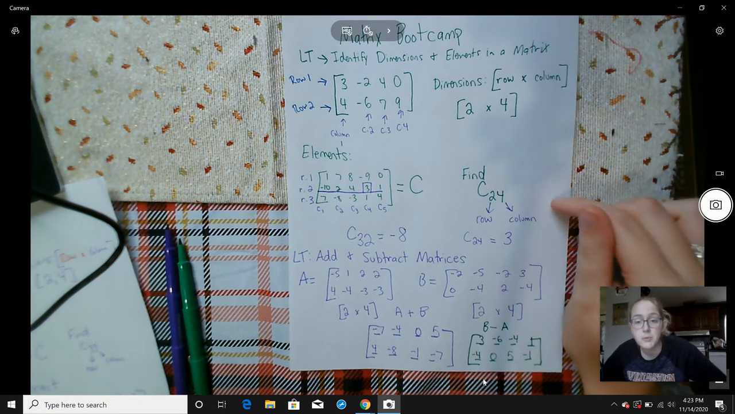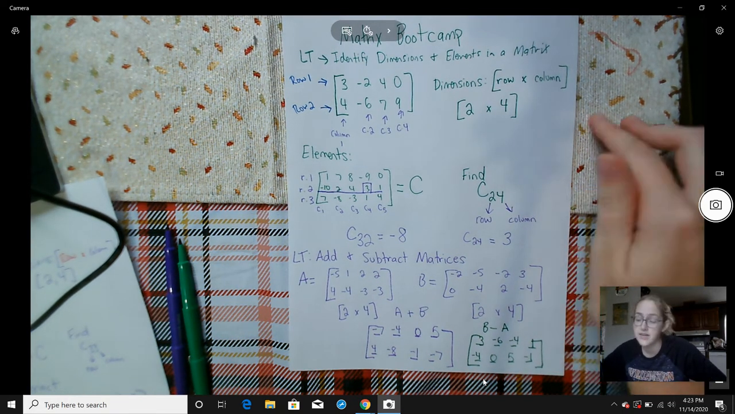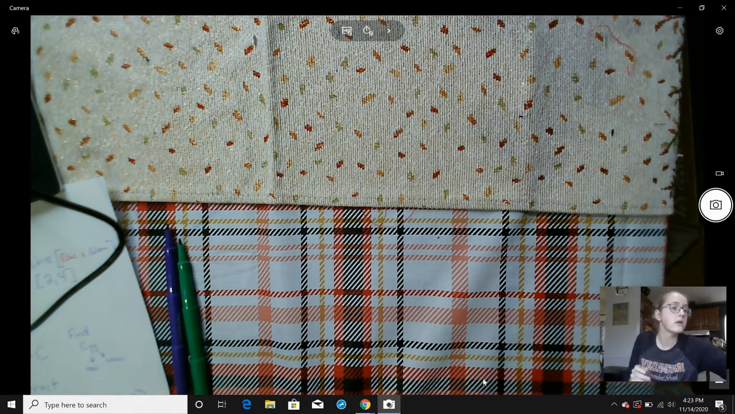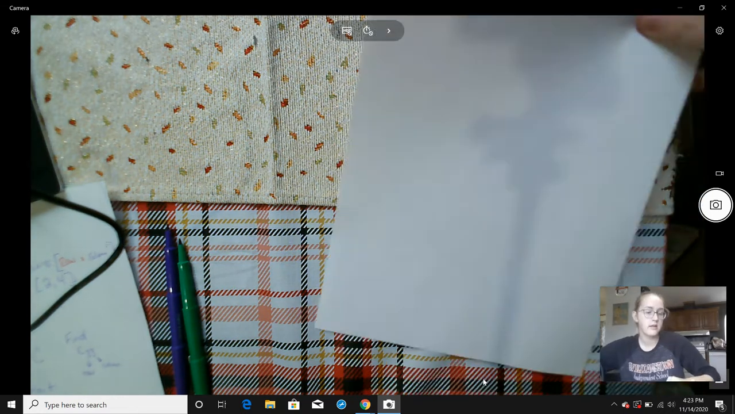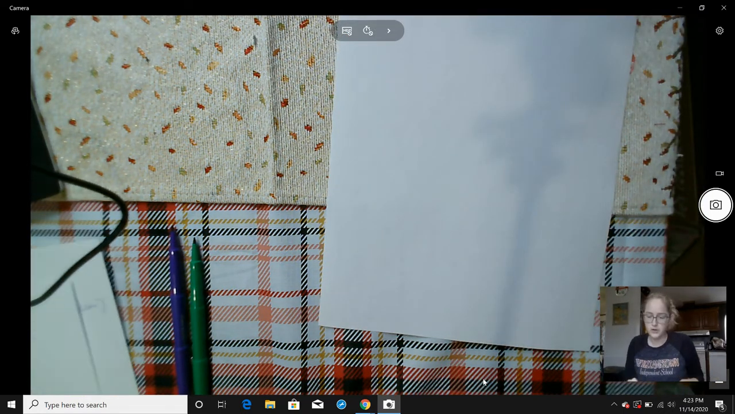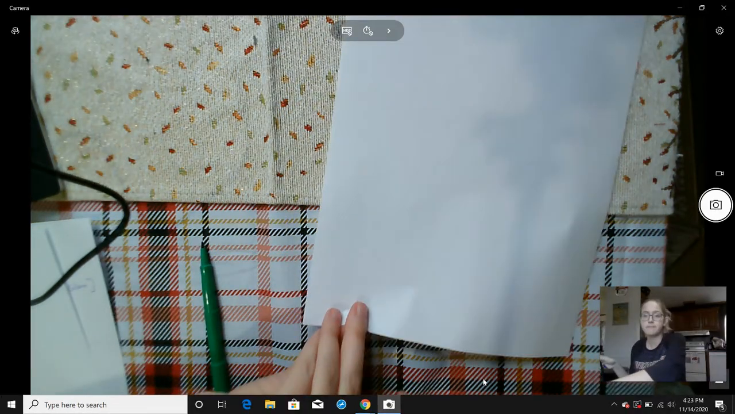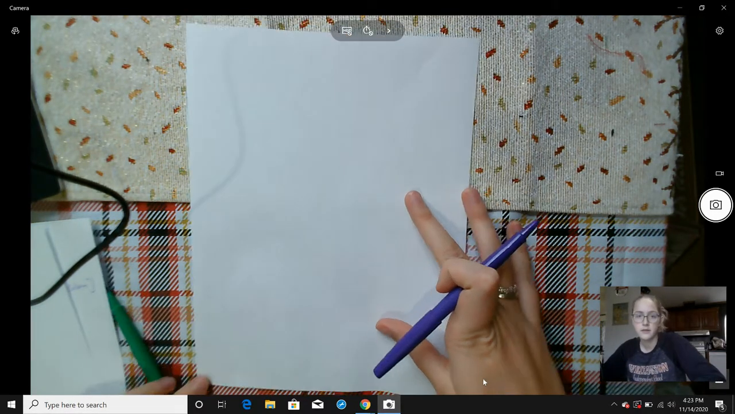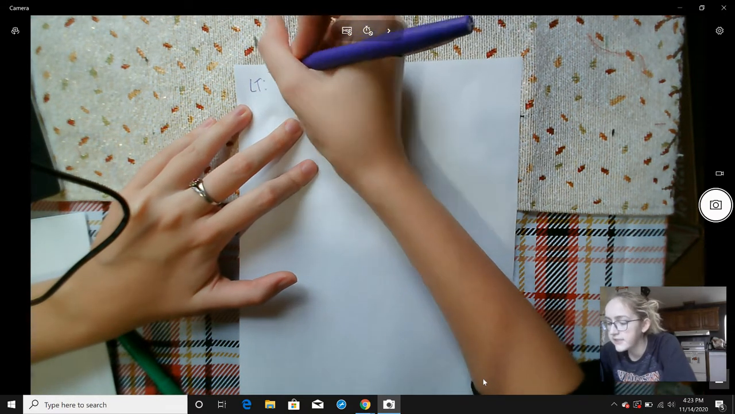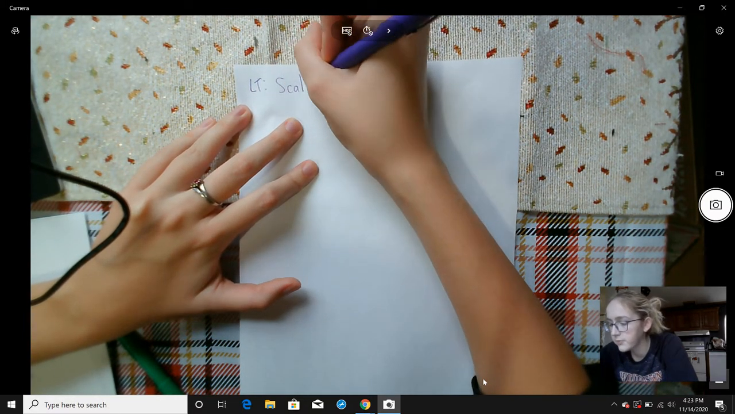I'm going to go ahead and take this paper off the screen. Please pause the video if you've not gotten it all copied down. And we're going to do one more learning target in this video. Our last learning target is dealing with scalar multiplication.